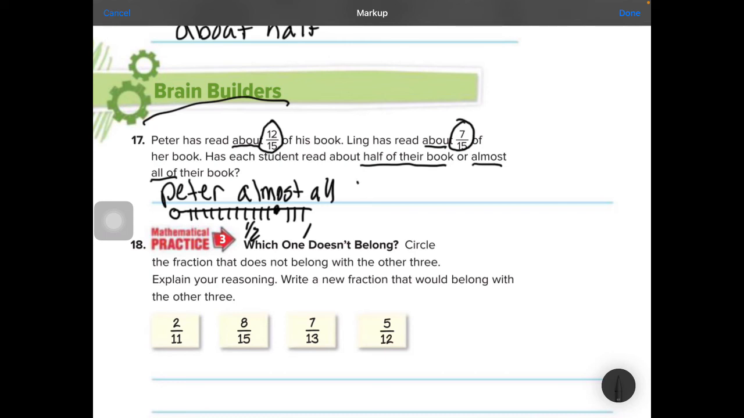Okay, now we have to talk about Ling. So looking at 7, I know that 15 is close to 16, and half of 16 is 8, and 7 is really close to 8. So I would say 7/15 of the book is almost half, but we will do a number line just to prove it.